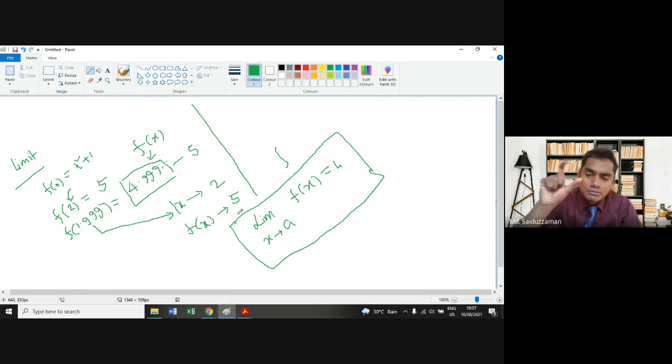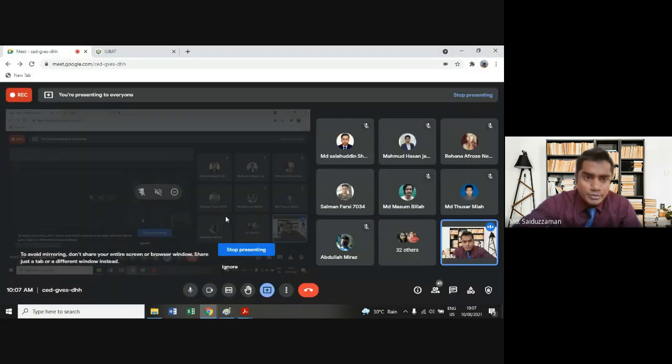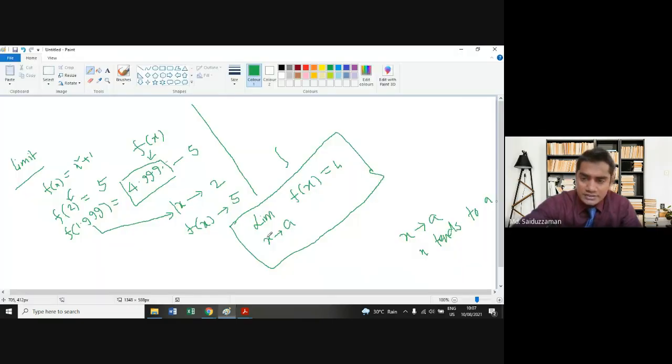LIM is the short form of limit, and here this notation means x tends to, it is read as tends to, understand? Tends to means what? Close to. Okay, so that is the idea. That is, we read it as x tends to a. Clear? And in that case, it is read as limit x tends to a, f of x equals L.